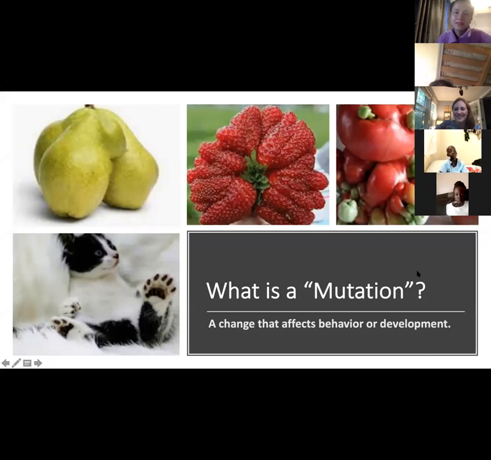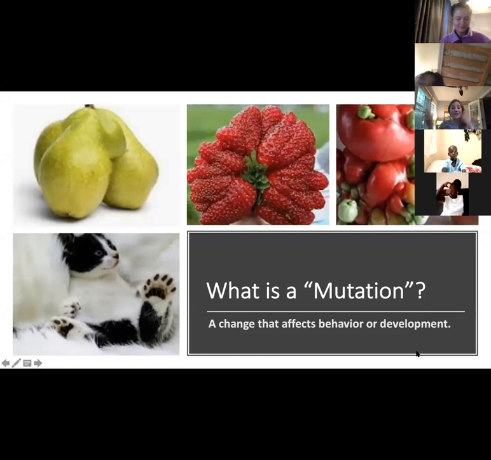Baraka? Baraka, yes? Six, yes, there are six toes. And is that more or less than usual? More. Exactly. So a mutation is change.